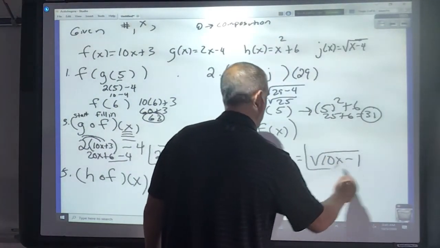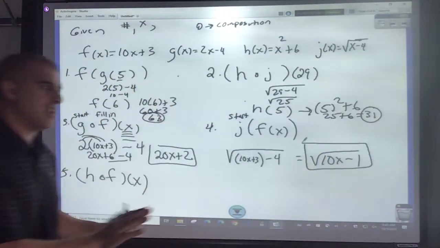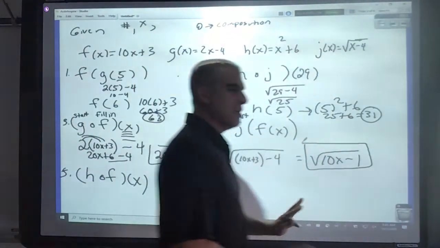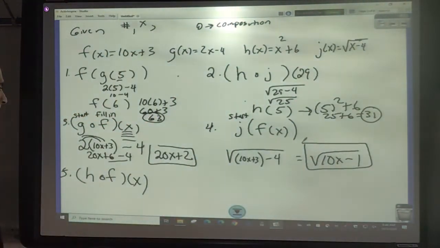And this is as far as we can go. We cannot go any further. Some people will try to take square roots of both things. Just leave it as it is. You cannot reduce that binomial.